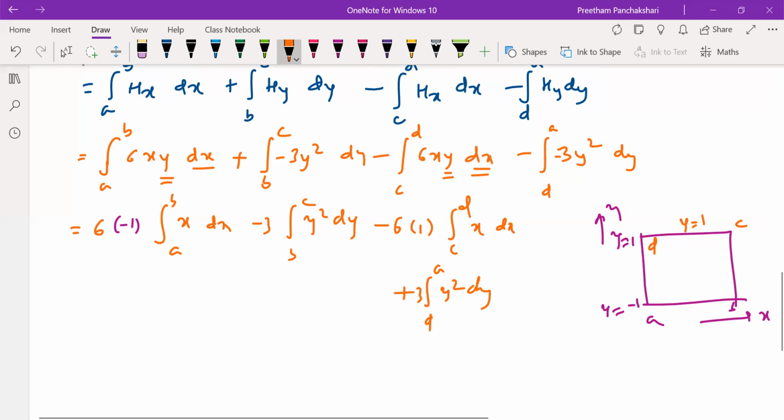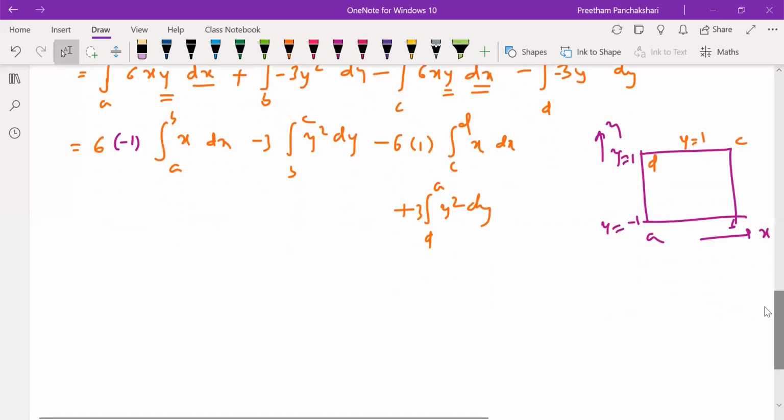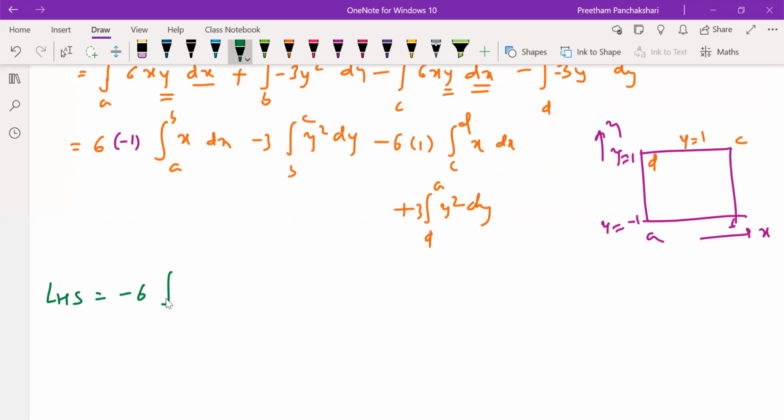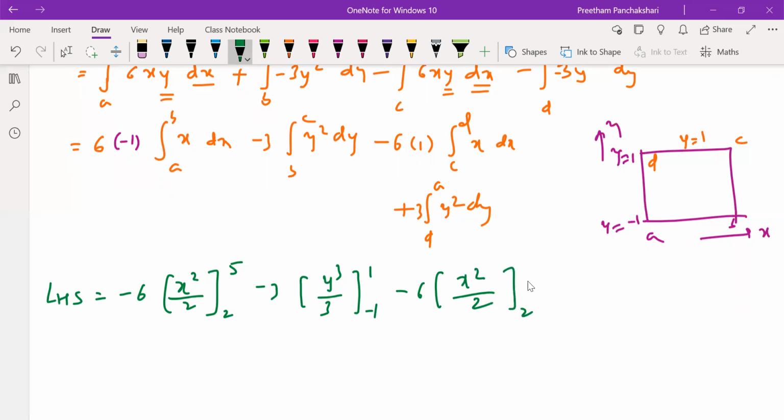So everything is ready. We can have the limits accordingly and integrate each one separately. So our LHS then becomes minus 6. Directly we'll go for integration. Integration of x is x square by 2, with limits for x from 2 to 5. Minus 3. Integration of y square is y cube by 3, with limits for y given as minus 1 to plus 1. And this is minus 6 times x square by 2 from 2 to 5, plus 3 times y cube by 3 from minus 1 to plus 1.